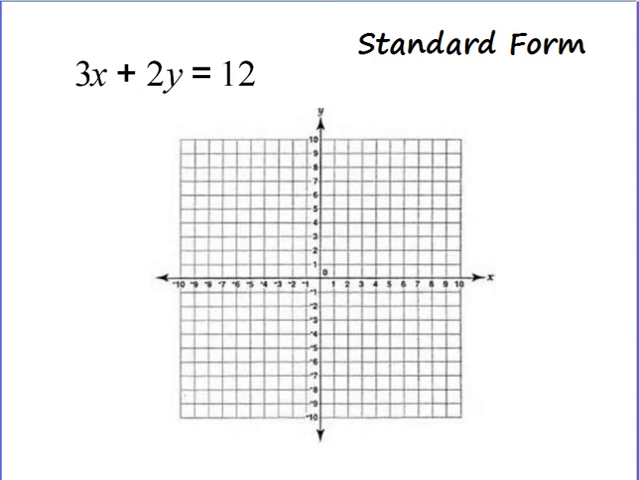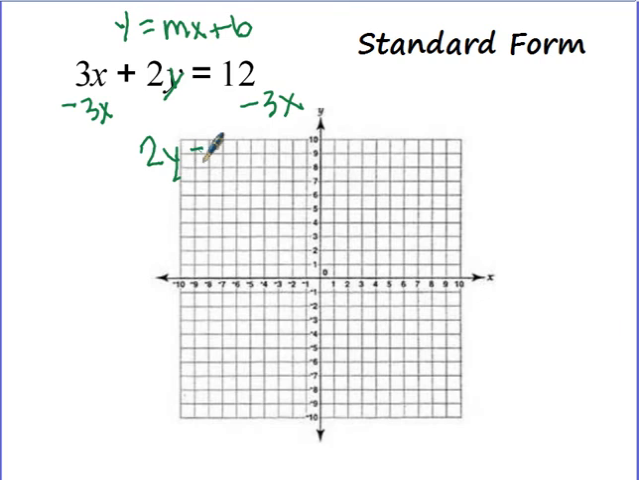So there's another way, a different way to look at this. We want to get y all by itself so that I can be in slope-intercept form, the y equals mx plus b form. So the first way I want you to look at it is I'm going to subtract the 3x from both sides. Always get rid of your x term so that y can be by itself.